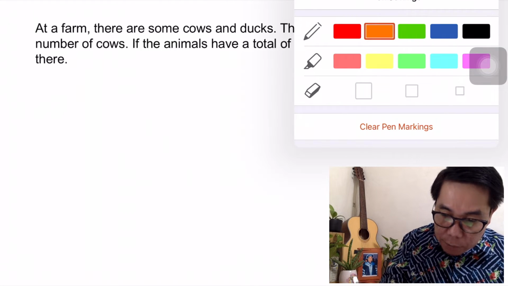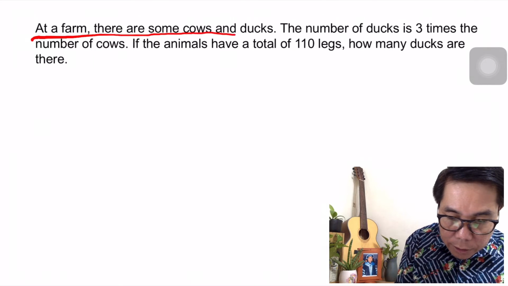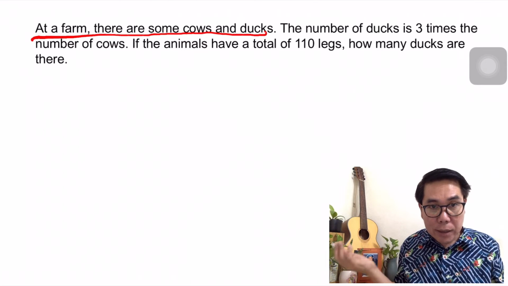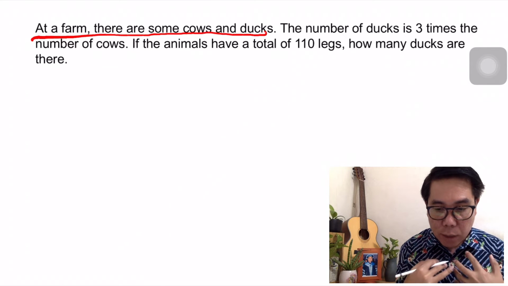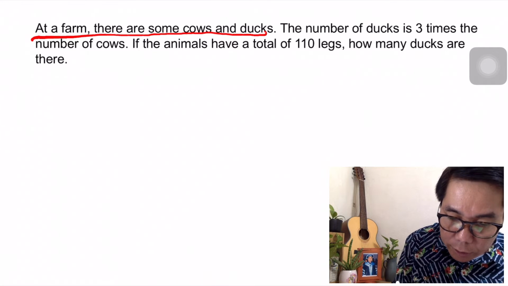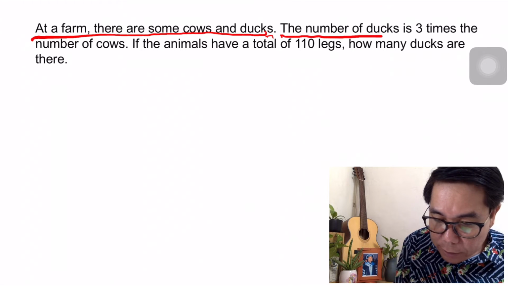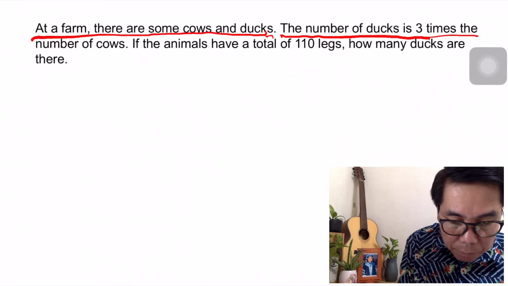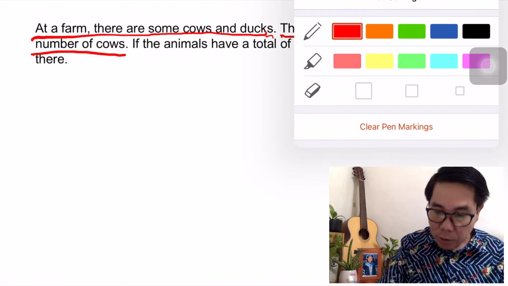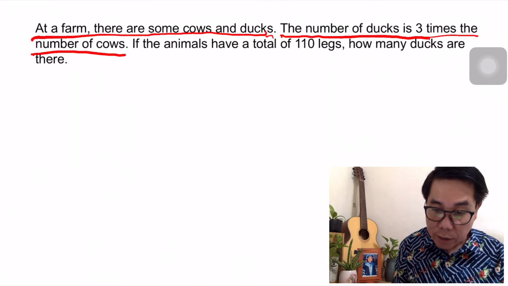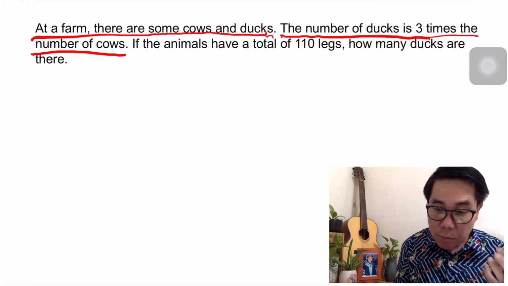So first, let us analyze. At a farm, there are some cows and ducks. So in the first statement, not so much information. We only know the kind of animals in the farm. Next one, the number of ducks is three times the number of cows. So we can now draw the model in that second statement. So ducks are more than cows.